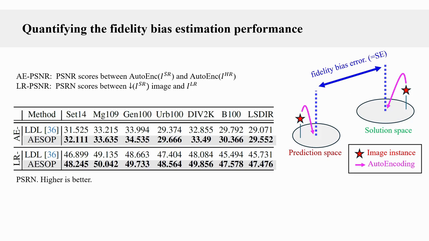Here we compare the performance of a super resolution model trained with our loss and the conventional per pixel LPIX loss. AE-PSNR and LR-PSNR are PSNR scores after the autoencoder and after downsampling, respectively. AE-PSNR directly indicates the level of fidelity bias-induced error, or simply SE, and a higher AE-PSNR indicates that we have well aligned the prediction space and the solution space. Meanwhile, LR-PSNR indicates how well our image adheres to the original input image, and we show significant improvement in both metrics. We believe that this is due to the significantly stronger level of reconstruction guidance we have provided, since we do not multiply a small coefficient to the reconstruction loss factor.